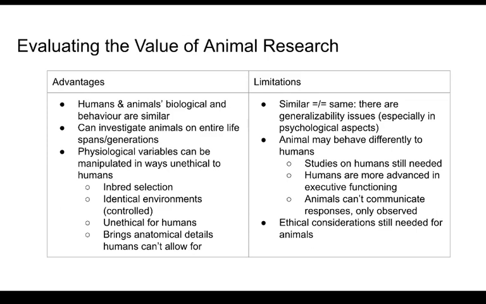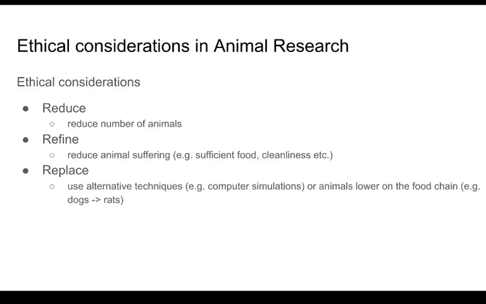And also, because animals are organisms and they have lives and their own consciousness, ethical considerations are still important and needed for animals. Thus, there's the 3Rs for animal consideration, which are to reduce, refine, and replace.